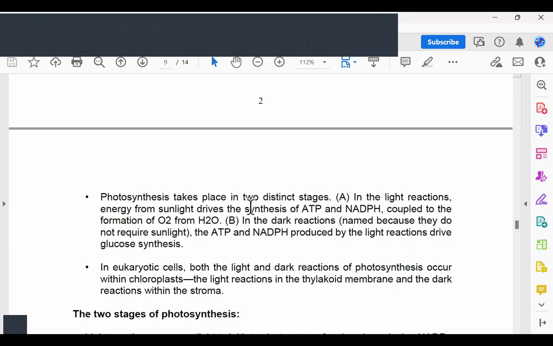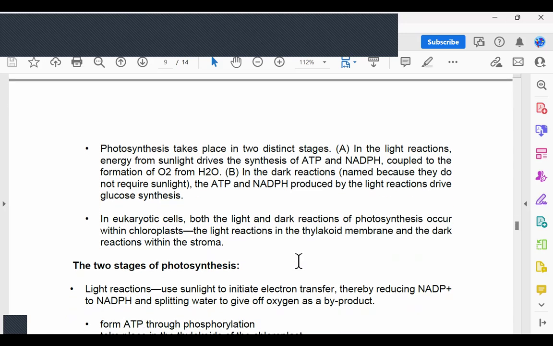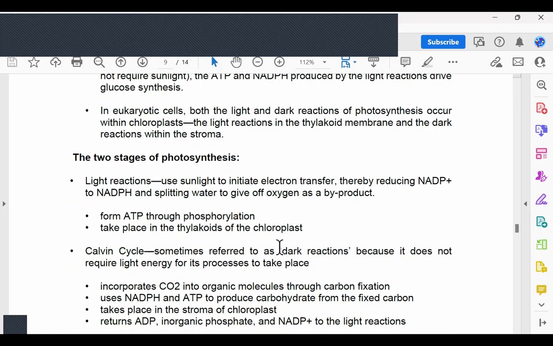Now, it takes place in two distinct stages. The light reaction: energy from sunlight drives the synthesis of ATP and NADPH, coupled with the formation of oxygen. And there is another one, the dark reaction, which will also be discussed in here. The light reaction uses sunlight to initiate electron transfer, thereby reducing NADP to NADPH and splitting water to give up oxygen as a byproduct.